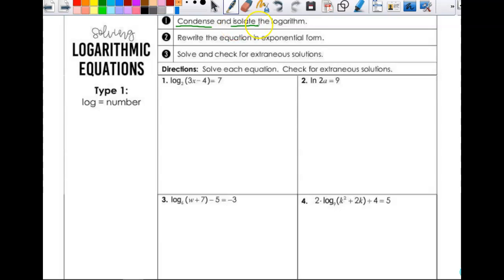And we have to isolate it, which means we have to get it all by itself. Once we condense and isolate, we rewrite it in exponential form, which we know how to do. Then we have to solve, and this is important here, check for extraneous solutions. So let's talk about what that means.